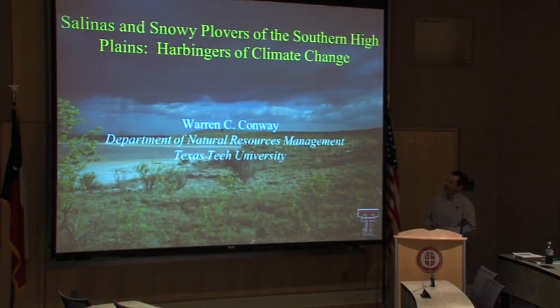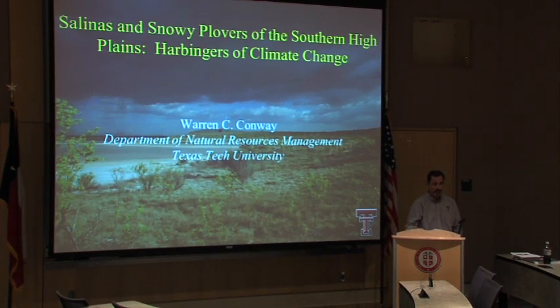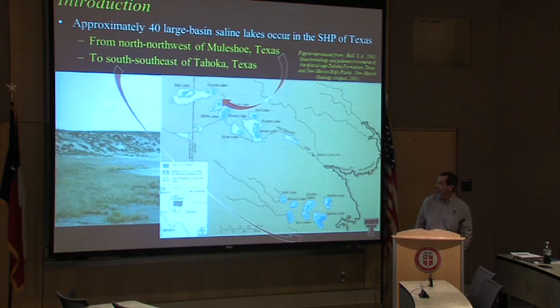I'm going to be talking, from a climate change perspective, about saline lakes that exist here in the southern high plains, which are a little bit different than what most people assume because they're not playas. As a starting point, they're not freshwater playas. They're totally different. What we have here is about 40 of these basins that exist here in the southern high plains of Texas and into eastern New Mexico.